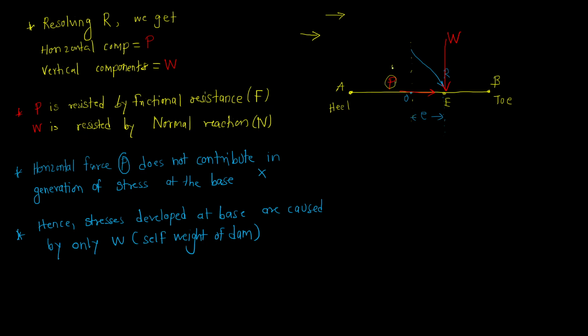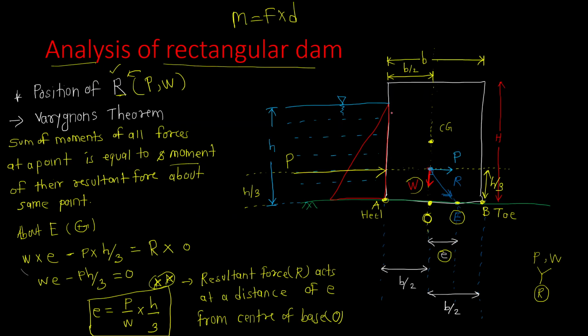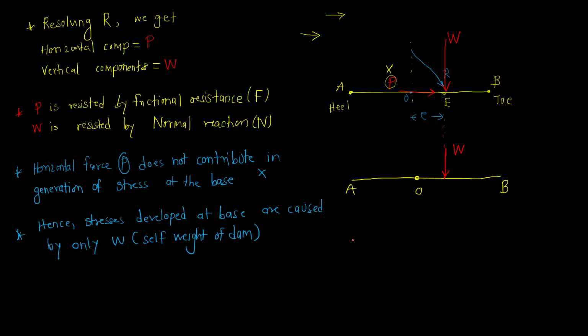Now just pay attention here. This P force is not of any use for the calculation of stresses at the base. So what I am doing is I am removing that and I am only drawing the W force. So this is O, this is A, and this is B. Now this W force is acting here. What was the cross-sectional shape of the dam? It was rectangular. If we draw the top view, it will look like this.